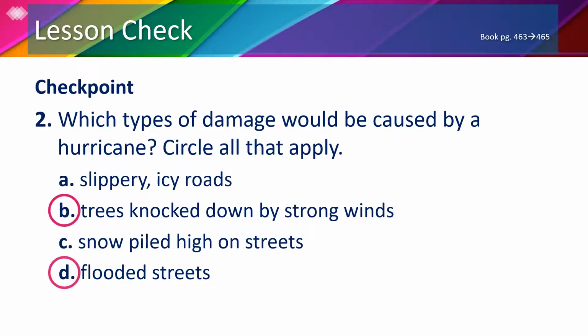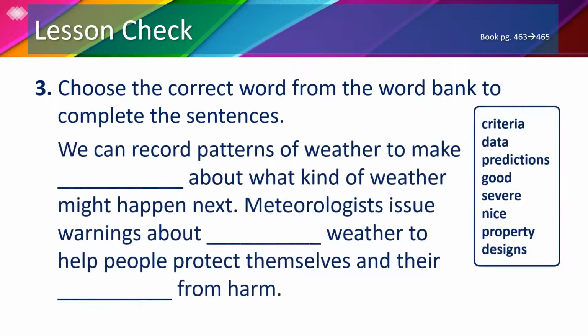In number 3, we're going to choose the correct word from the word bank to complete the sentences. We can record patterns of weather to make blank about what kind of weather might happen next. The key word here is might. Patterns help us make predictions which might actually happen. Meteorologists issue warnings about blank weather to help people protect themselves and their blank from harm. The key word here is protect. People need to protect themselves from severe weather which could harm them and their houses or their property.